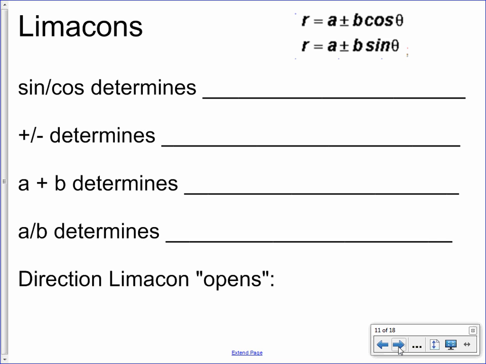Okay, so they're going to be in the form r equals a plus or minus b cosine theta, r equals a plus or minus b sine theta.